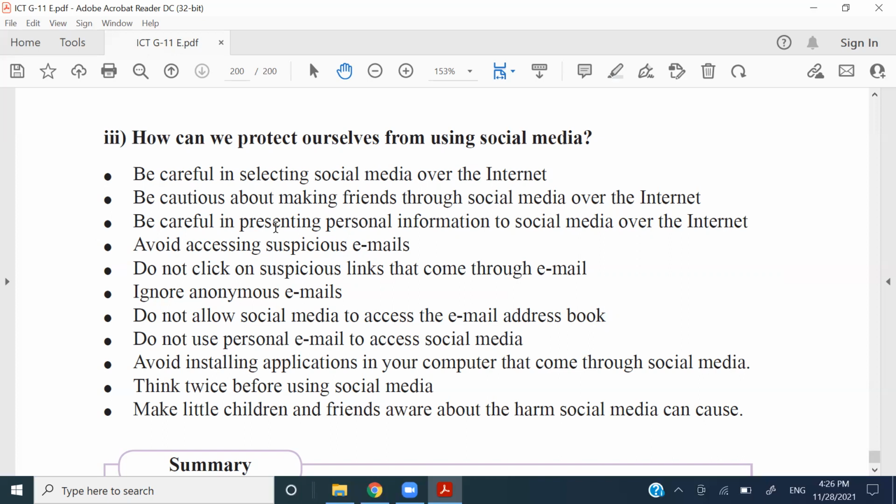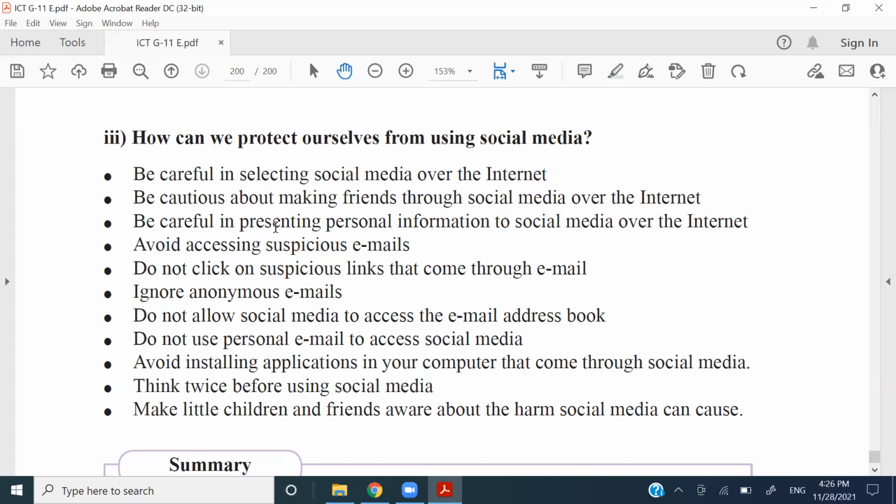So if you allow some particular third party to access your email address book, you don't know what their plan is. And if you do not have the assurance that your information will be in safe hands, then that can be used for many different things, which you may not know, right? And do not use personal emails to access social media, like giving the personal details in regard to this.